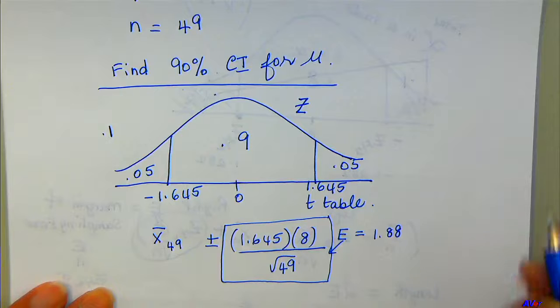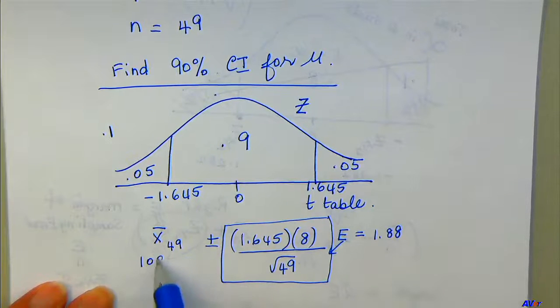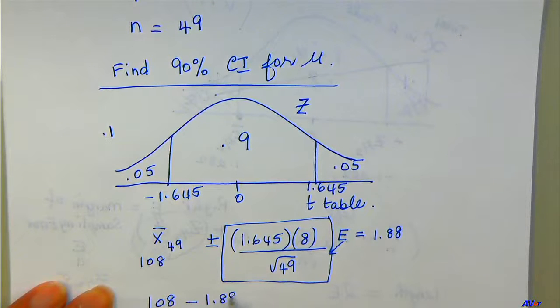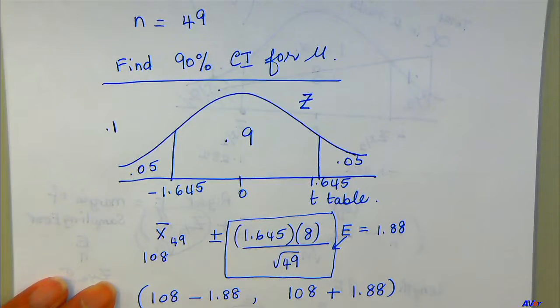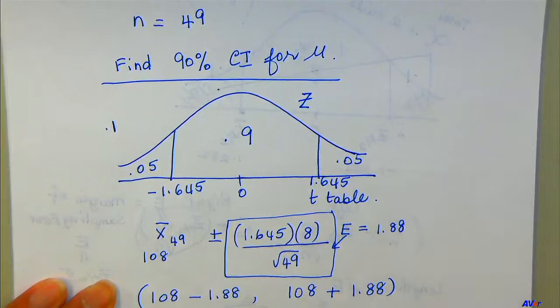Okay. So x bar 49 was 108. So 108 minus 1.88 is the left endpoint, and 108 plus 1.88 is the right endpoint. And this is your 90% confidence interval for the mean. 109.88 and 106.12.